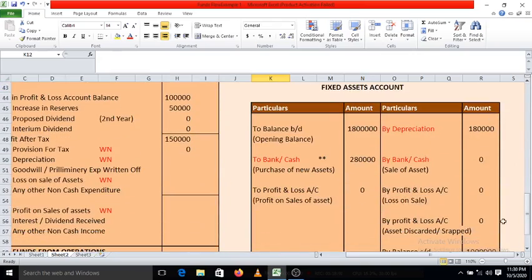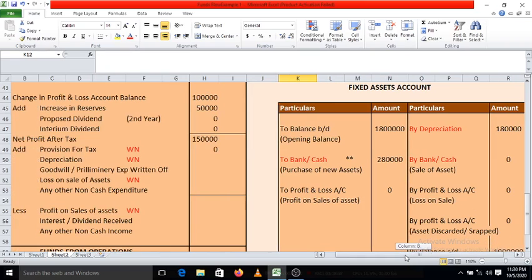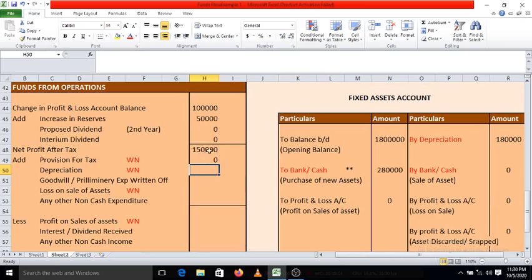Now here I also got the depreciation, 1,80,000. What am I supposed to do? That depreciation is required to be considered for funds from operations. So here I will now write the depreciation. You can check, we were actually preparing funds from operations. We had come up to net profit after tax. There was no provision for tax, so nothing has been added. Now depreciation 1,80,000.